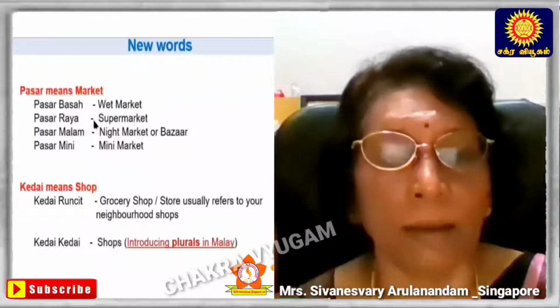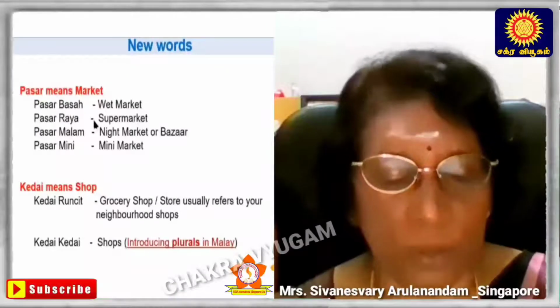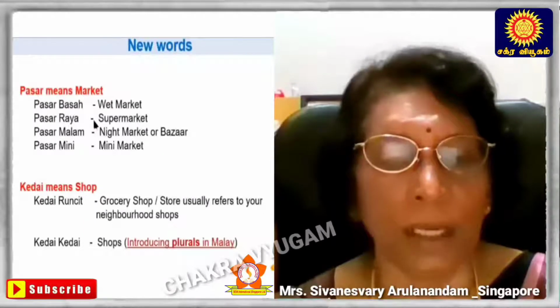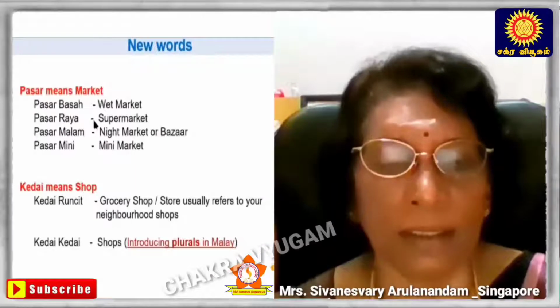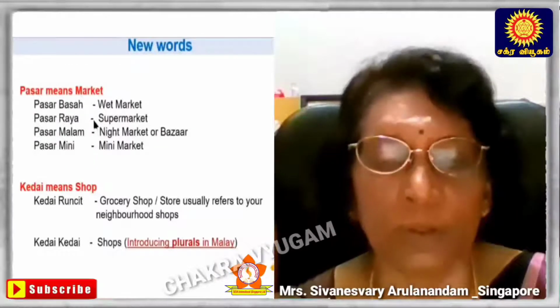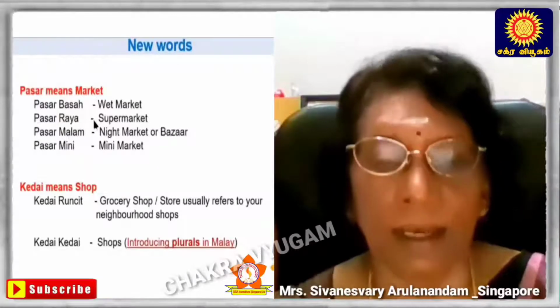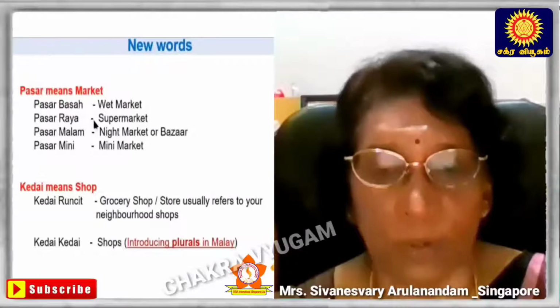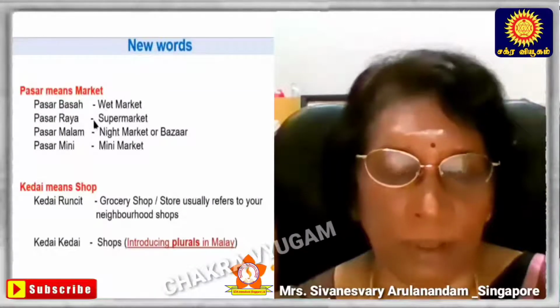Now, Kedai means shop. Pasar meant market. So if you have a grocery shop, you say Kedai Runcit, right? Runcit. Now, again, the C has a CH sound. So it's Runcit, as in CHIT. Grocery shop or store, and it's usually the ones found in your neighborhood, all right?